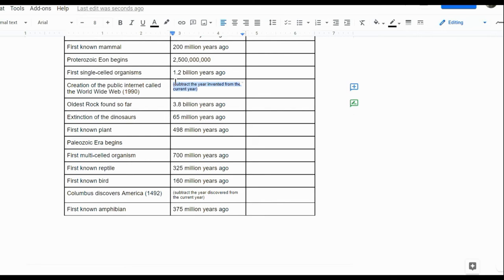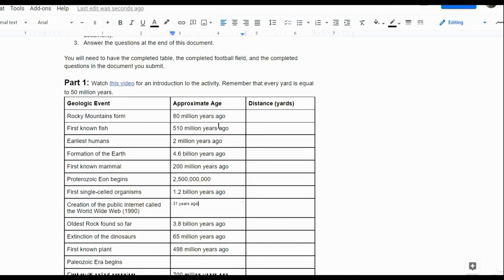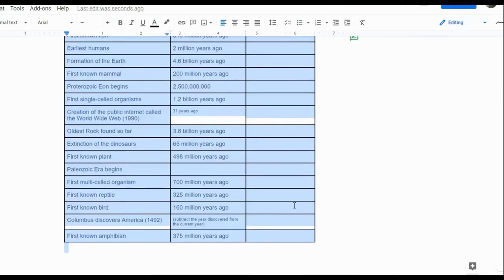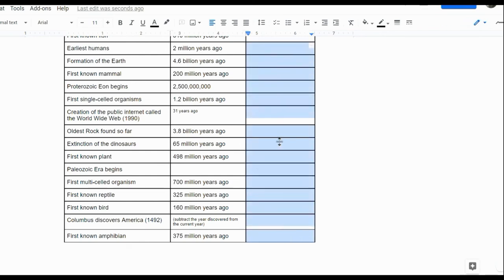Then you have a couple of these that say subtract the year invented or the year it happened or discovered from the current year. These are more recent events. So the World Wide Web, the internet, was created in 1990. So you'll do the current year minus 1990. And 2021 minus 1990 is 31, and that's what you'll put there.